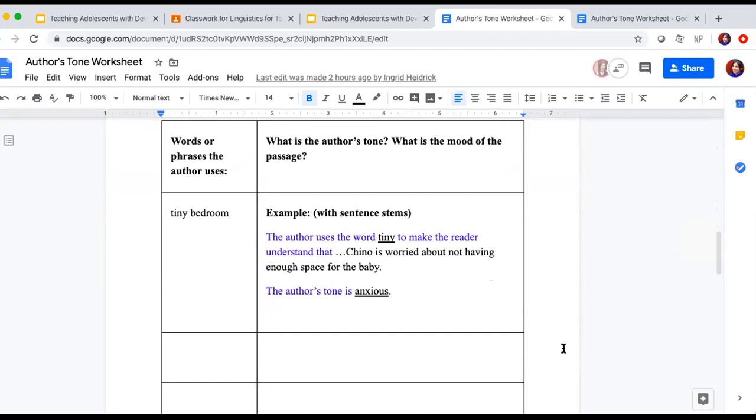So here they have a little worksheet, and we have an exemplar to start them off with: tiny bedroom. We'd already gone over this in the text. One of the phrases that the author used was tiny bedroom. And here we've given them a sentence. We will give them a sentence stem. The author uses the word tiny to make the reader understand that Chino is worried about not having enough space for the baby. The author's tone is anxious.